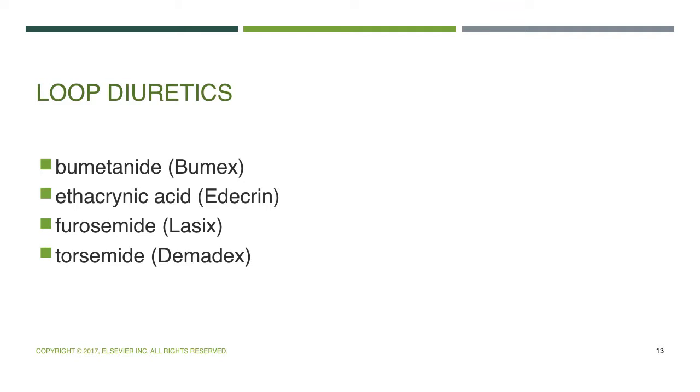Loop diuretics are called that because they act on the loop of Henle. They include bumetanide, ethacrynic acid, furosemide, and torsemide.